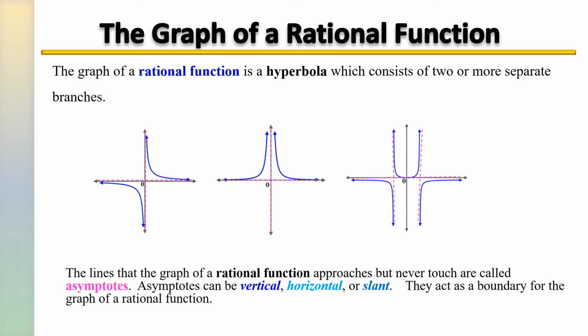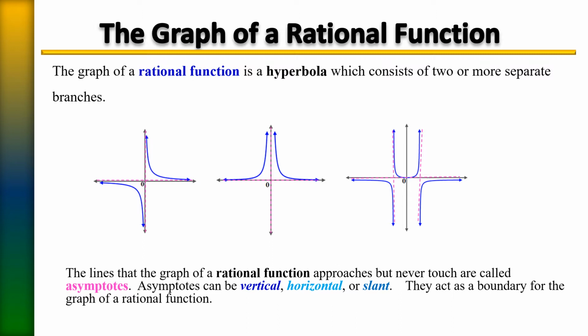The graph of a rational function is a hyperbola, which consists of two or more separate branches. Now, the lines that the graph of a rational function approaches but never touches are called the asymptotes. Notice in the three examples here that the hot pink dashed lines you see are the asymptotes. So your graph simply gets close to it, kind of hugs up against it, but never quite touches the line in each case.